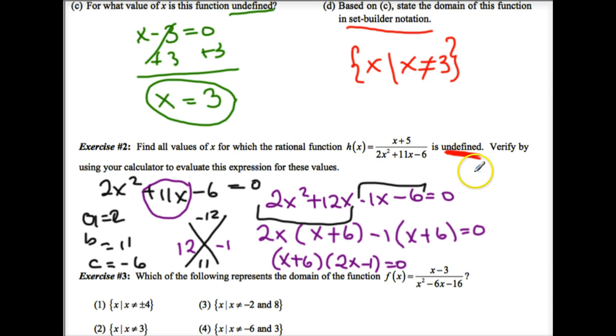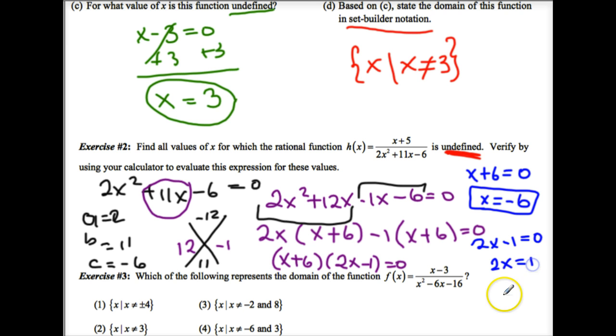So I'm going to just come up here, and I know it's x plus 6. When is that equal to 0? Minus 6 on both sides. x is equal to negative 6. That's one of my answers. And I want to do the other part. When is 2x minus 1 equal to 0? So this becomes 2x is equal to 1. x is equal to 1/2. So at these two values, x equals 1/2 and x equals negative 6, this rational function is undefined.